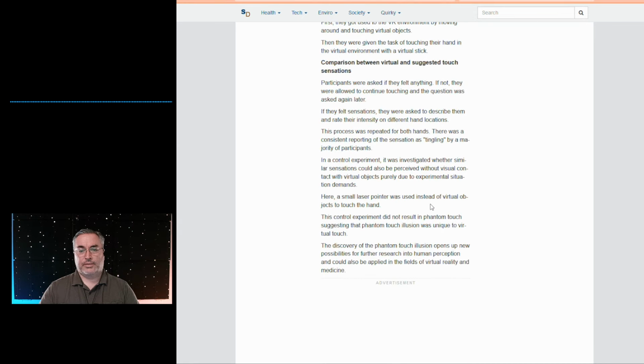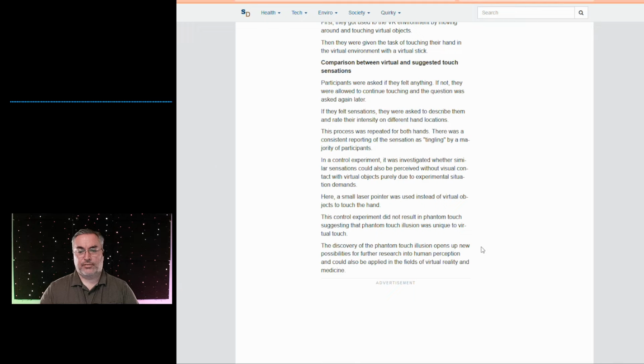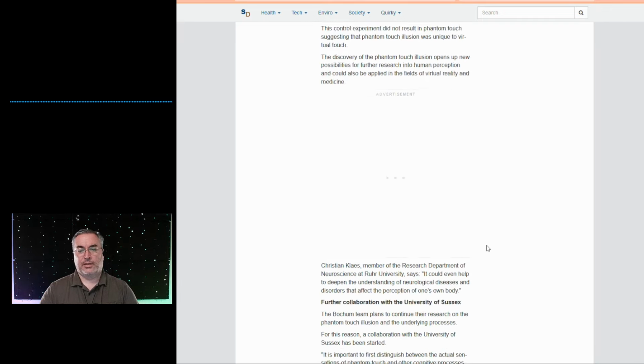So here, let me reread this. In a control experiment, it was investigated whether similar sensations could be perceived without a visual contact with virtual objects purely due to experimental situation demands. Here, a small laser pointer was used instead of virtual objects to touch the hand. This control experiment did not result in phantom touch, suggesting the phantom touch illusion was unique to virtual touch. Oh, I got the not backwards, I think. Okay, that makes sense. The discovery of the phantom touch illusion opens up new possibilities to further research into human perception and can be applied to fields of virtual reality in medicine.